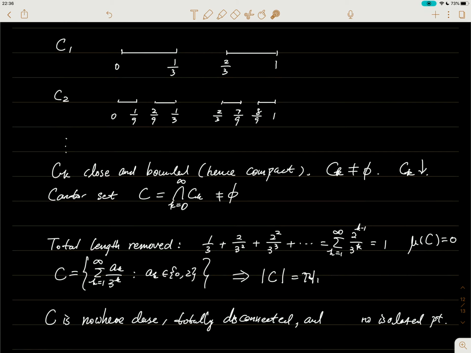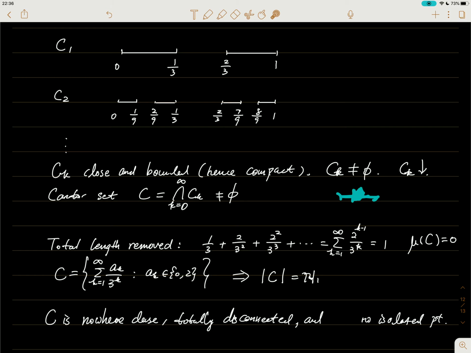And there are some other properties, like C is nowhere dense. The reason is that no matter how you look between 2 points, you will always take out something eventually. So you cannot find anywhere a connected interval, because once you have an interval, for k large enough, it will take out some part.